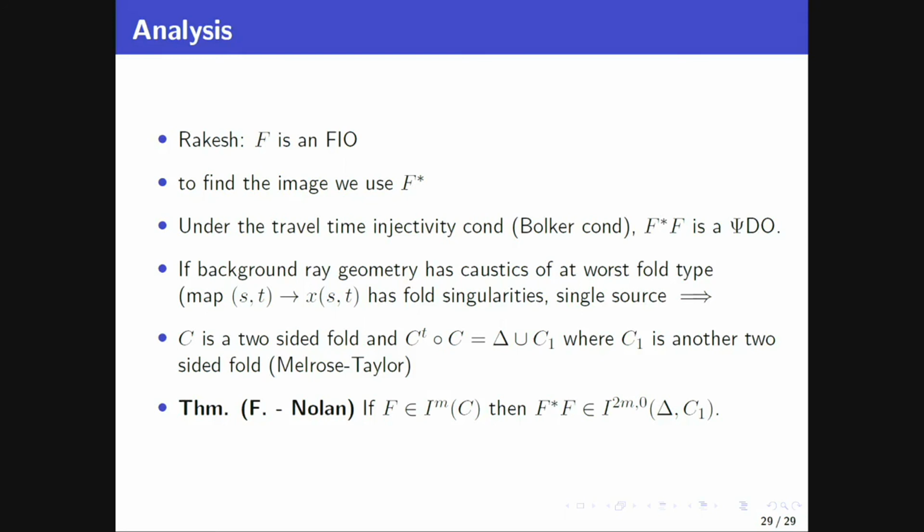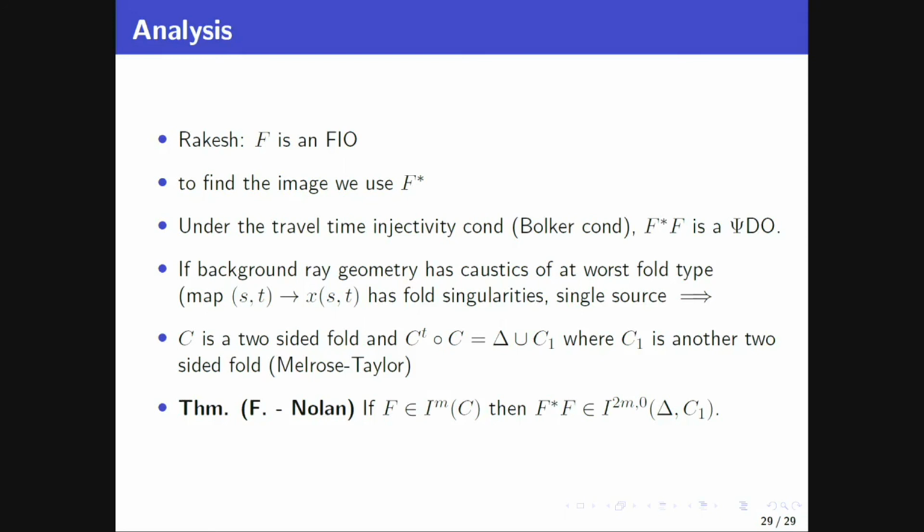We look at the composition C^T C, and we get 2 locations of the image. The diagonal, which is the good one, and another one, which is another canonical relation, another two-sided fold, which is called an artifact here, because there are 2 locations. One is fake, one is good, from the inverse problem point of view, but how do we distinguish between them? Now, this kind of calculation was done by Meadows and Taylor before, so this was known for the two-sided fold.